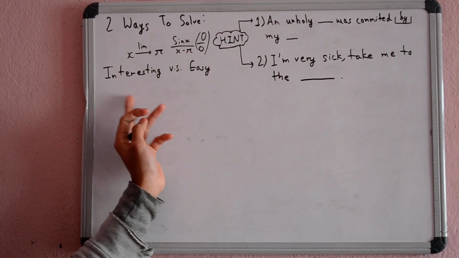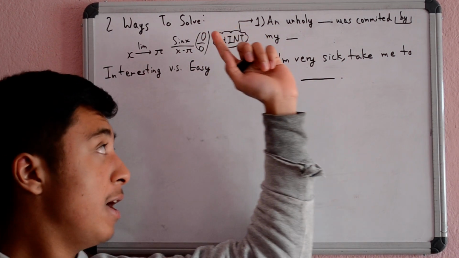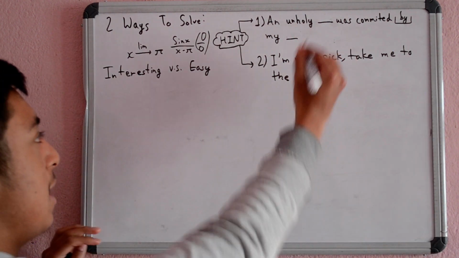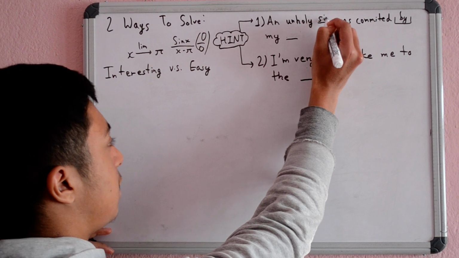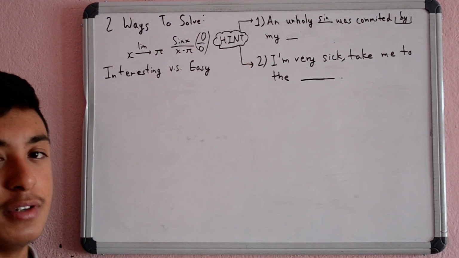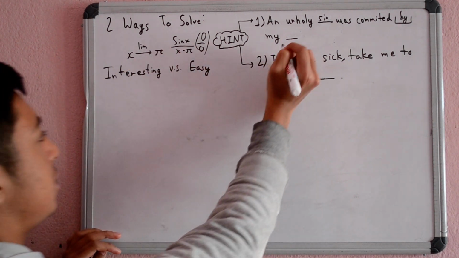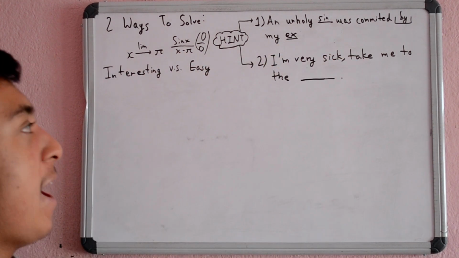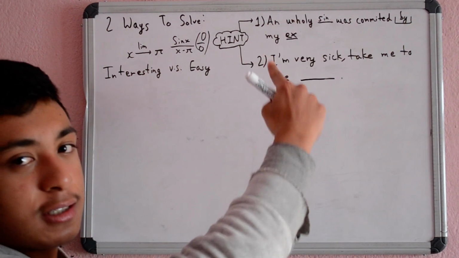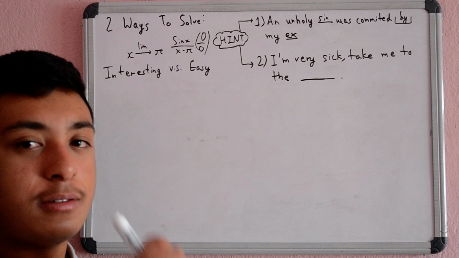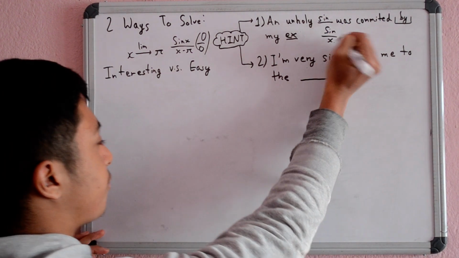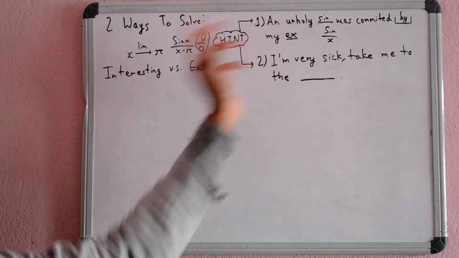So for the interesting one we have a hint. An unholy blank was committed by my blank. So an unholy sin was committed by my, well, it could be friend or anything. Sorry for not being that obvious, but after looking at this, it should be x, and we also have this by over here. So you'll have sin by x. So sine by x and limit.